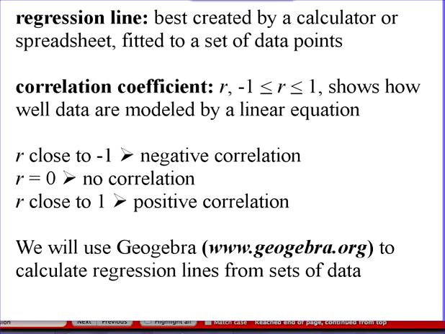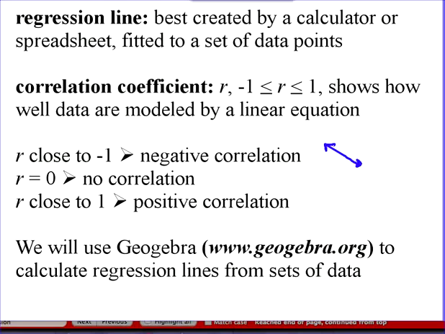All right, and so now the correlation coefficient is otherwise known as R. And that's another thing that these calculators and computers can calculate. Based on what R is, that shows how well data are modeled by a linear equation. If R is close to -1, that means it's a negative correlation, which if you remember, negative correlation means it goes down. If R equals 0, no correlation, which is like where all the data are scattered everywhere. And if R is close to 1, that means there's a positive correlation.